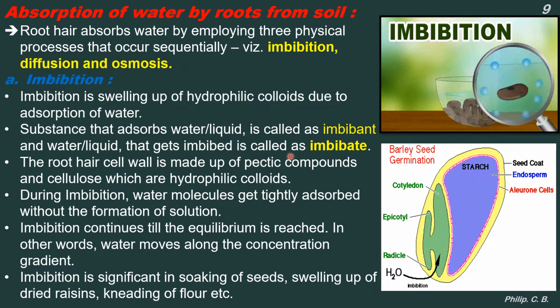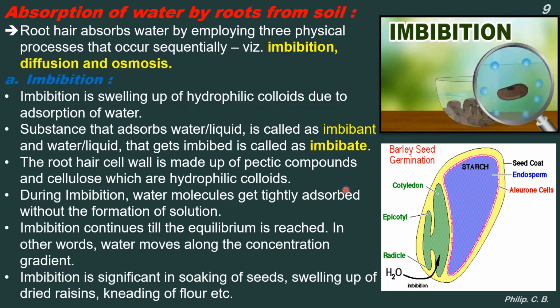So we have come across three terms. One is imbibition, the process; imbibent, where the water gets absorbed; imbibate, the water or liquid that gets imbibed. Clear? Further, the root hair cell wall is made up of pectic compounds and cellulose, which are hydrophilic colloids. That means these cellulose and pectin are the components present which absorb the water.